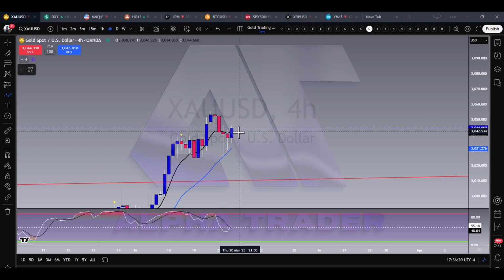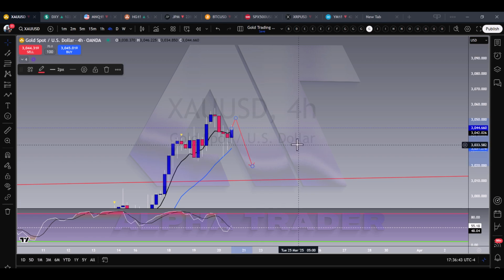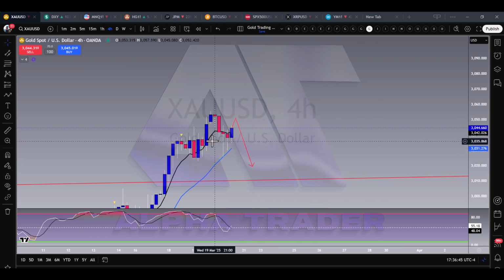So this is what I want you to look for. Looks like we can continue up with gold here to about right here. But when we start reaching that level, if we start to roll over and get a reversal, gold will drop down to about 30.20, okay? So that's the downside move for gold.